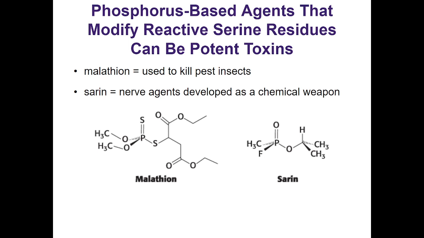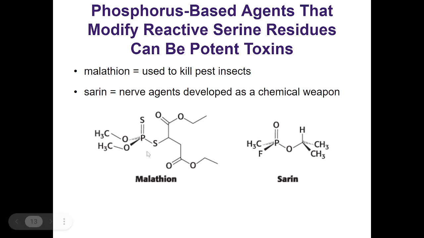So this is actually a phosphorus-based agent that's going to modify reactive serine residues. It actually can be a very potent toxin, in case you're interested. It's funny because a lot of the insect pesticides we use are just like chemical agents that would be used to kill people, but with a couple of groups added to make it so it doesn't fit in ours.